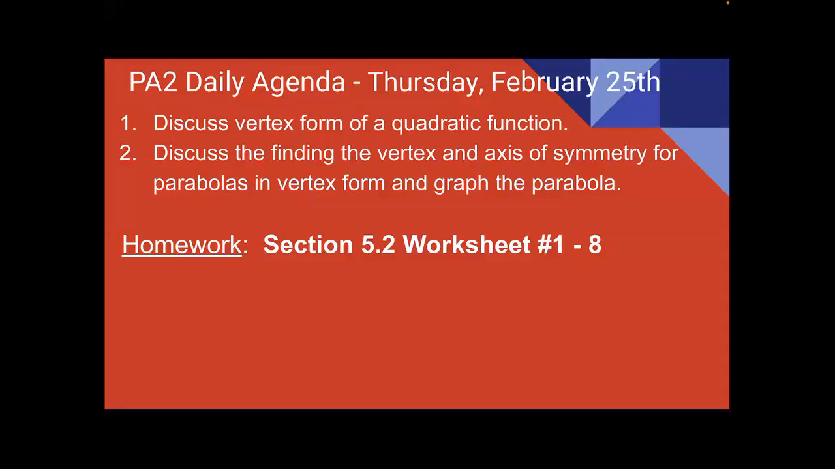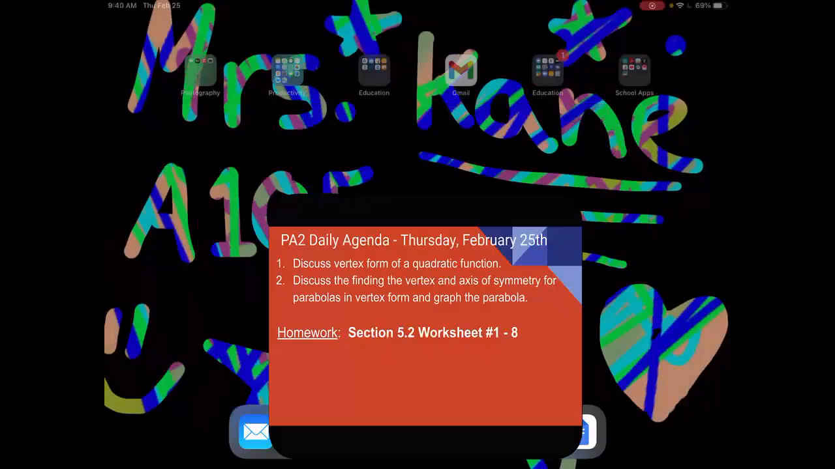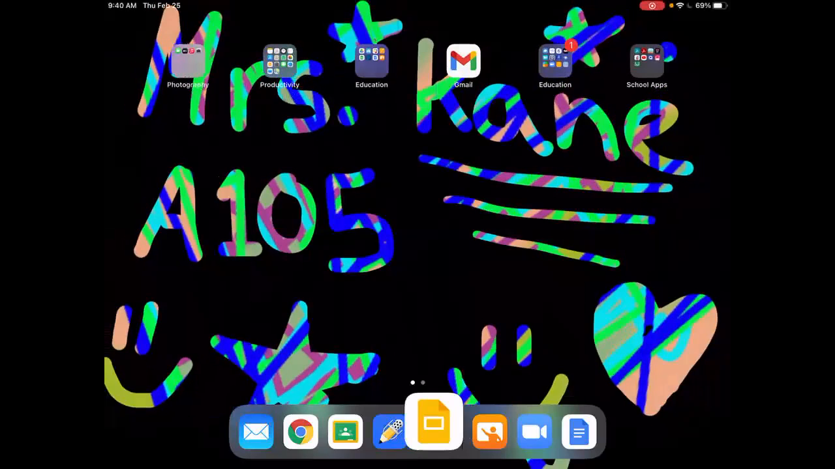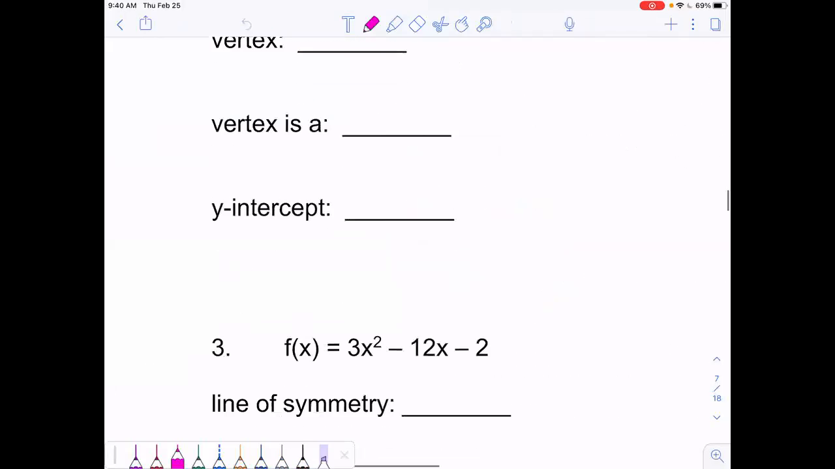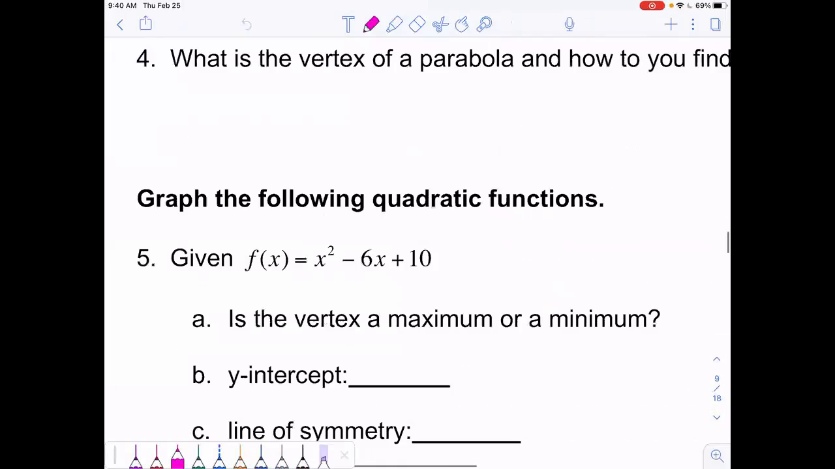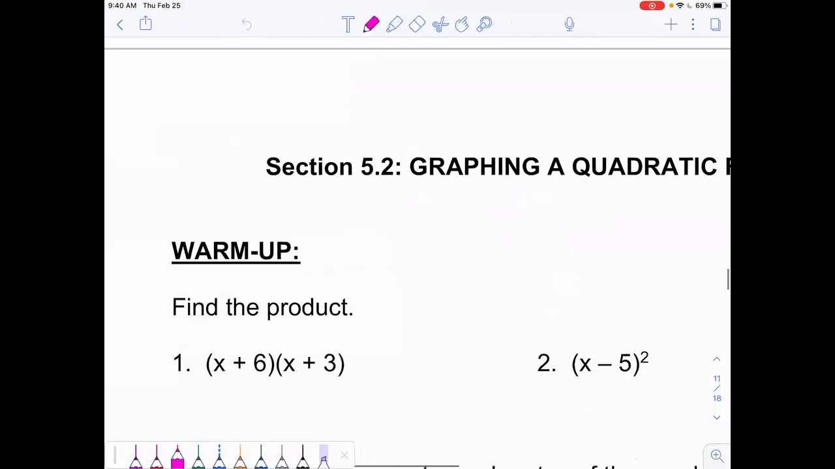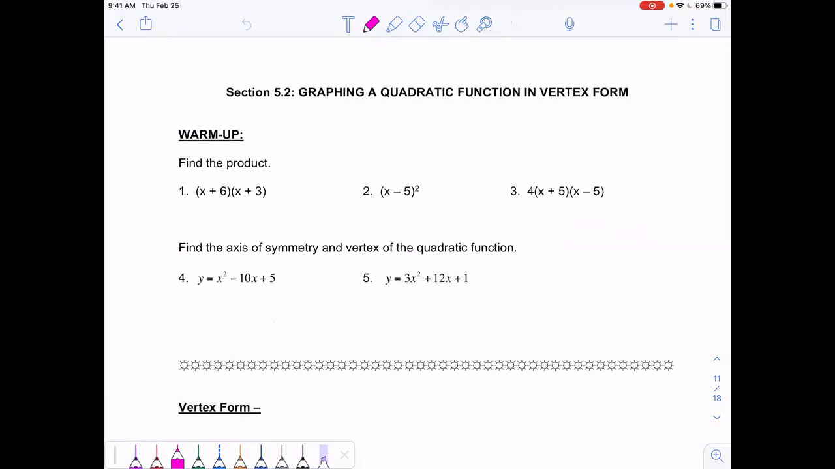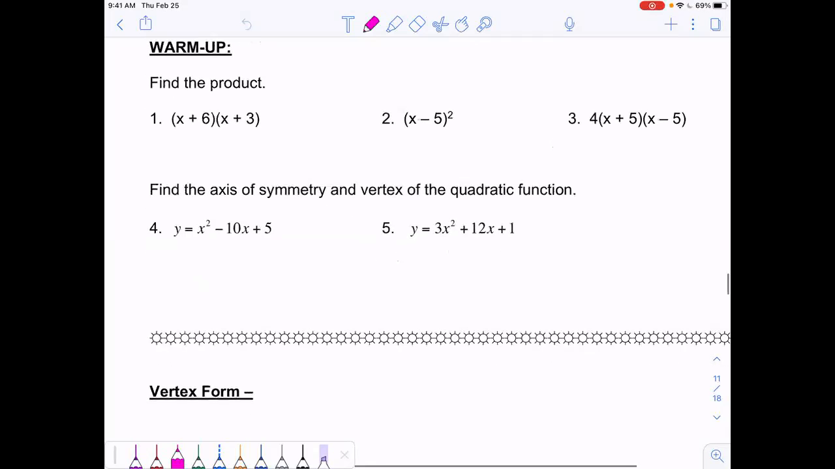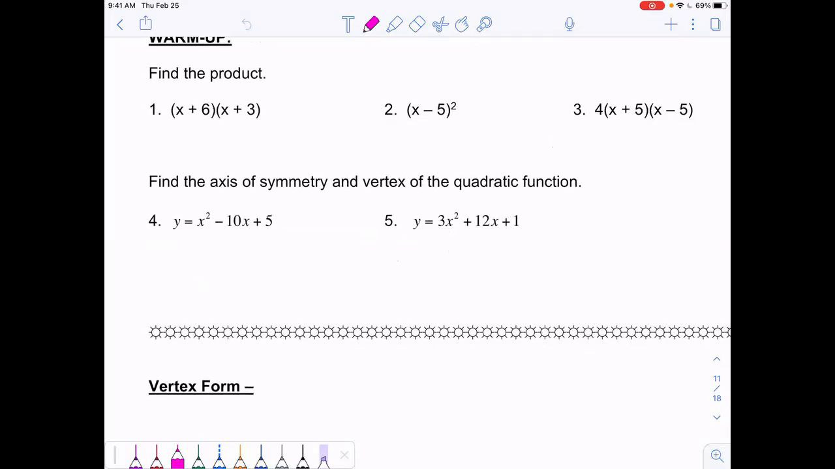And look at section 5.2. It says graphing a quadratic function in vertex form. There it is. So it looks like it's on page 11. And there are a couple warm-up problems at the top. Why don't we just do the 2 even warm-up problems maybe? I don't think we need to go through all of them. So let's look at number 2, and then we'll talk about number 4 as a little refresher review.